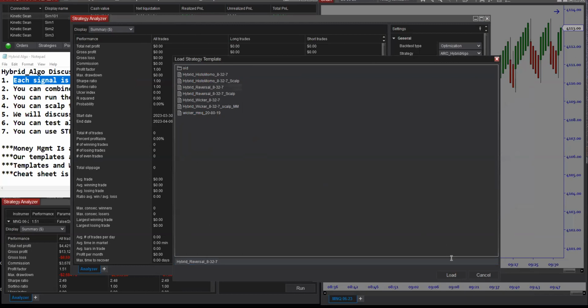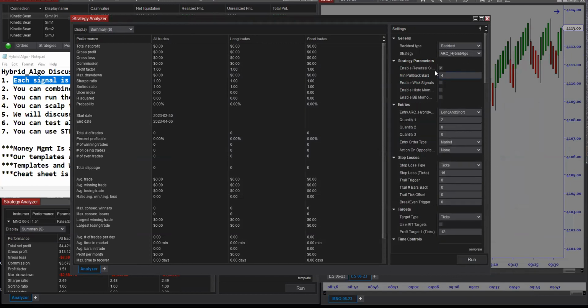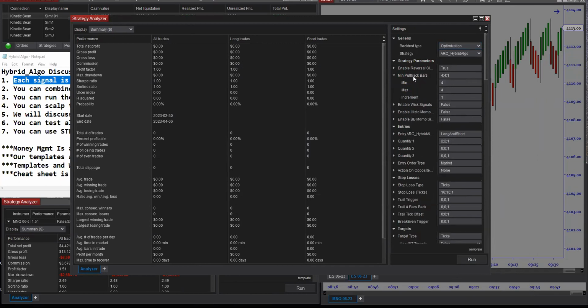So it's a hybrid reversal. We're going to change the bar size setting. Okay, hybrid reversal. And I'm going to show you the optimization parameters. You see here, this is a backtest. Let's switch it to optimization now. And it's important because we're just going to do 2 today. We're just going to focus on 2 signals today. So enable reversal signals true. That's what we're doing. Then I can open up that optimization parameter.